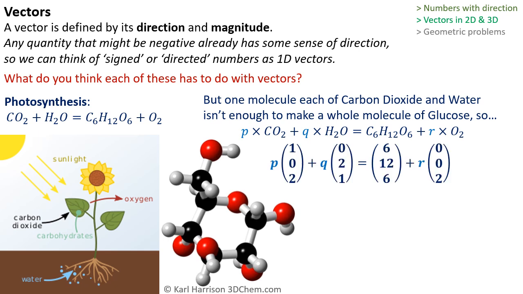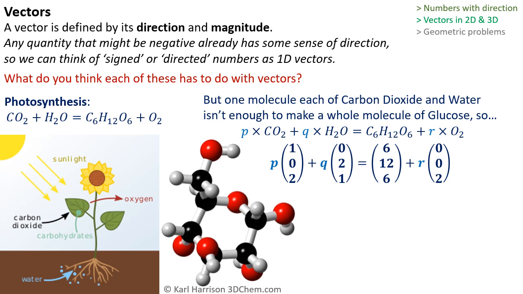We can generate something that looks a bit like this. I'm using this column of numbers to represent for each molecule how many carbons, hydrogens, and oxygens it contains. And then if I multiply one of those columns by a number, it makes sense to multiply each of the values within the column by that same number. So if I had 3 carbon dioxide molecules, then that would mean I have 3 carbons, no hydrogens, and 6 oxygens altogether.